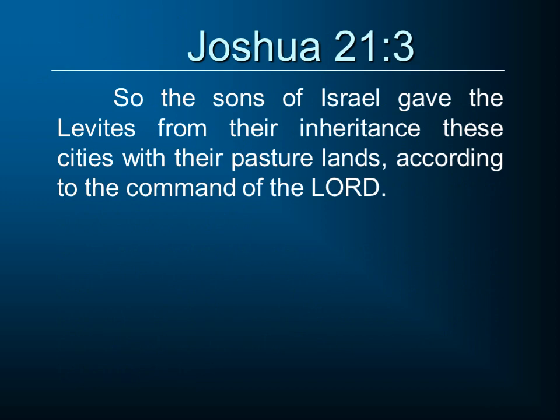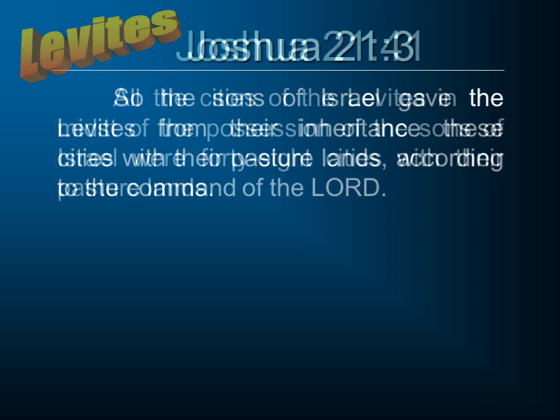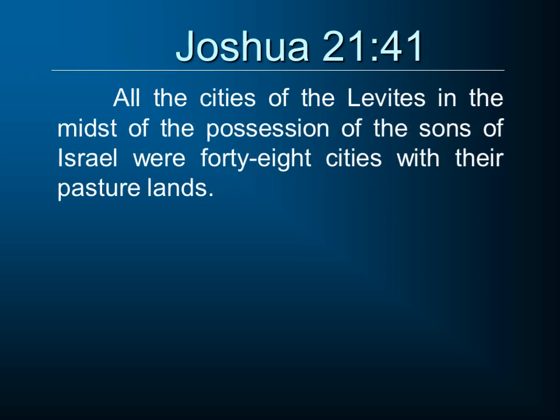Verse 3, so the sons of Israel gave the Levites from their inheritance these cities with their pasture lands. So it's the cities, but it's also the lands right around the cities, according to the command of the Lord. And so they're receiving their inheritance. Verse 41, all the cities of the Levites in the midst of the possession of the sons of Israel were 48 cities with their pasture lands. And the Levites now receive these 48 cities, yes, the cities of refuge, but also these other cities, where they are allowed to be dispersed all throughout all 12 tribes, so that the Levites are to be a regular influence among all the people.